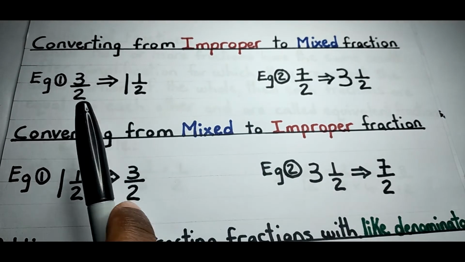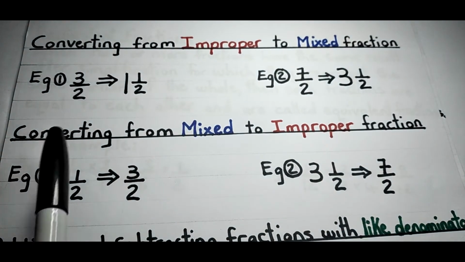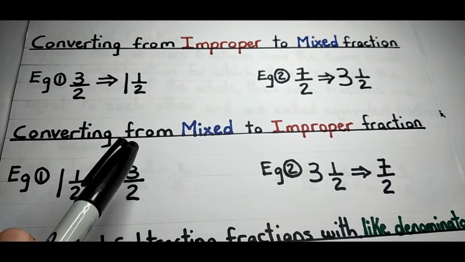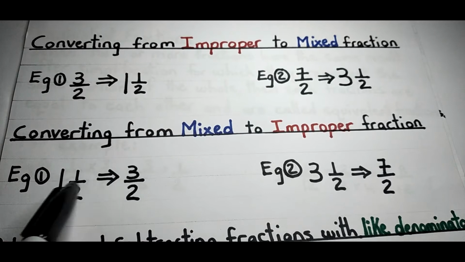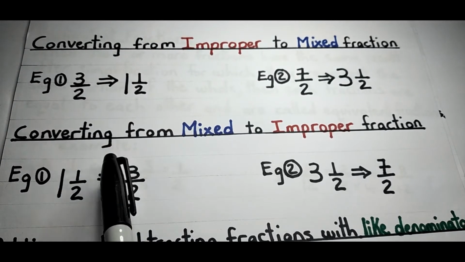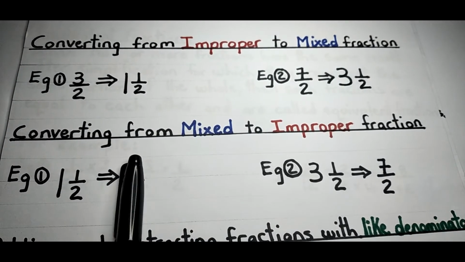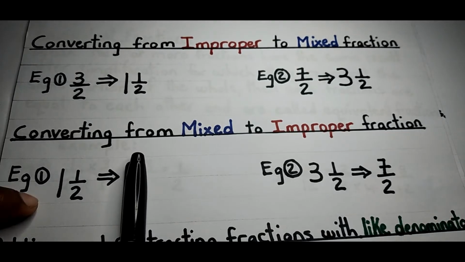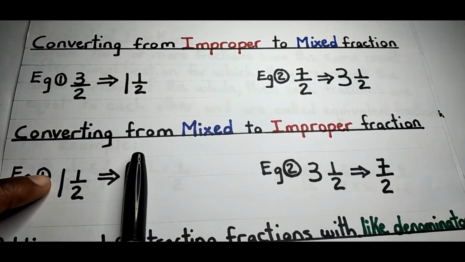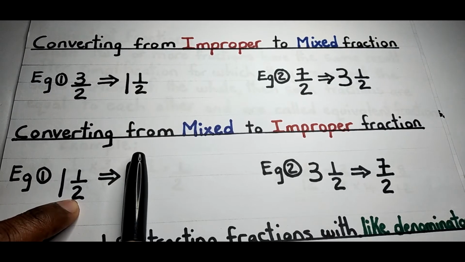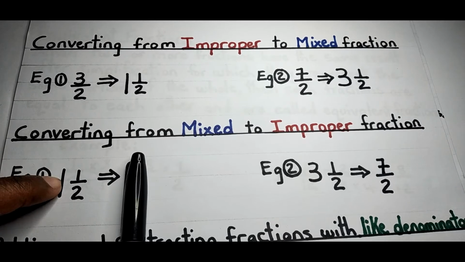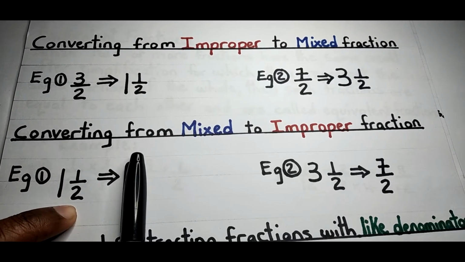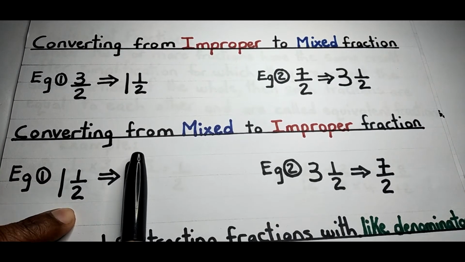Now let's look at the other way around. If you observe, these are the same examples. I want to show you how we move from mixed to improper. Same examples. Now look at this right here. This is how we do it. We find the product of the whole number and the denominator. By product I mean we multiply these numbers. So 1 times 2 gives us 2. 1 times anything remains the same thing. So 1 times 2 gives us 2.